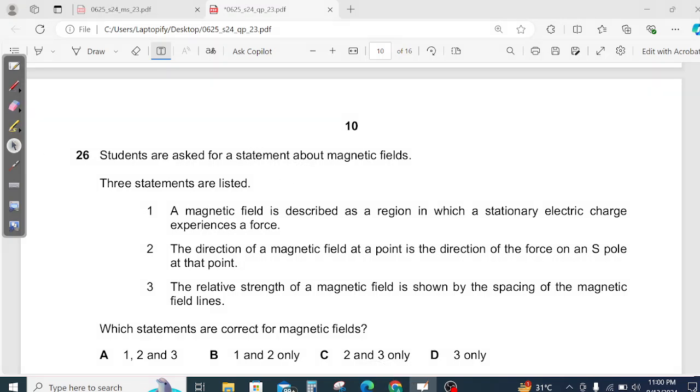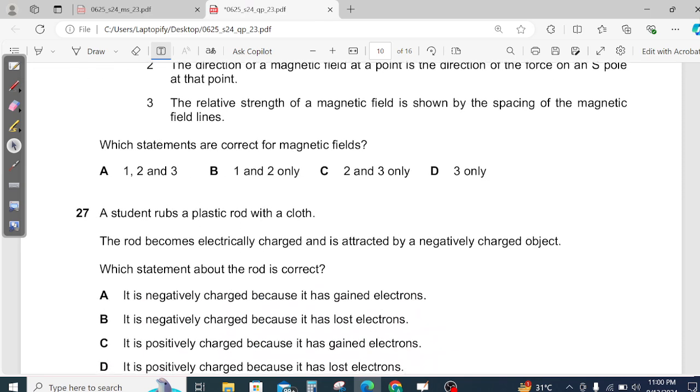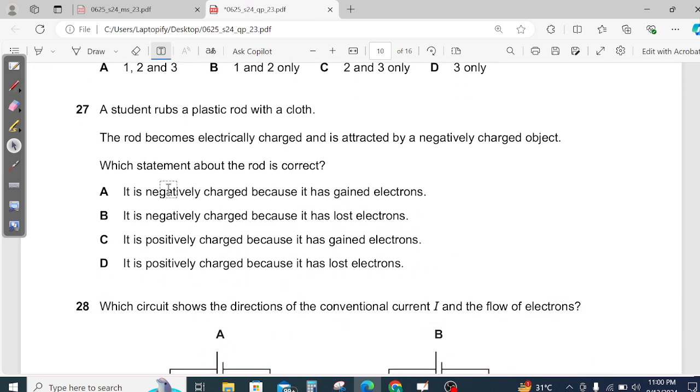Next question is, I will solve only question 28. A student rubs a plastic rod with the cloth. We have a rod and cloth. This question is taken from electrostatics. The rod becomes electrically charged and is attracted by a negatively charged object. Remember, opposite charges always attract each other.